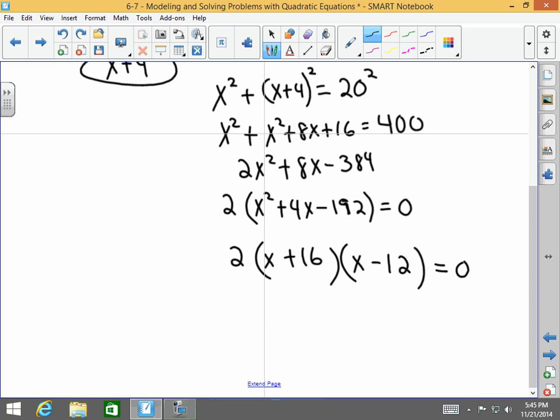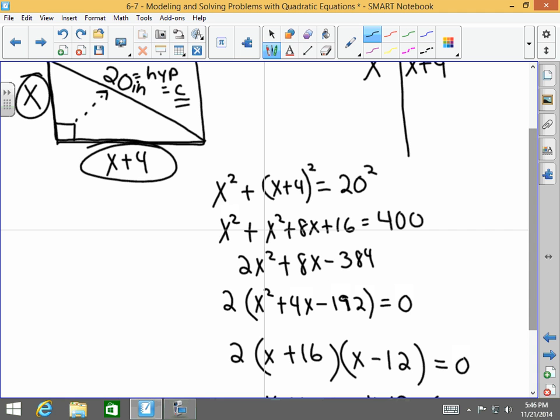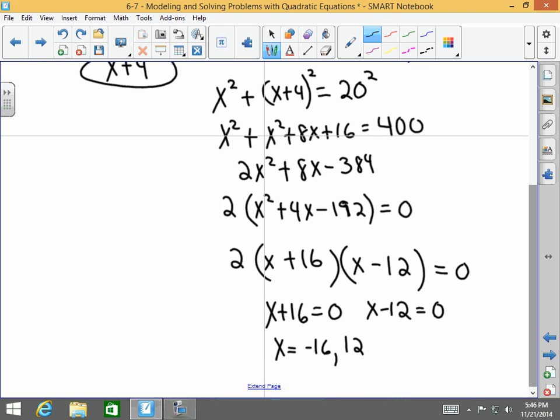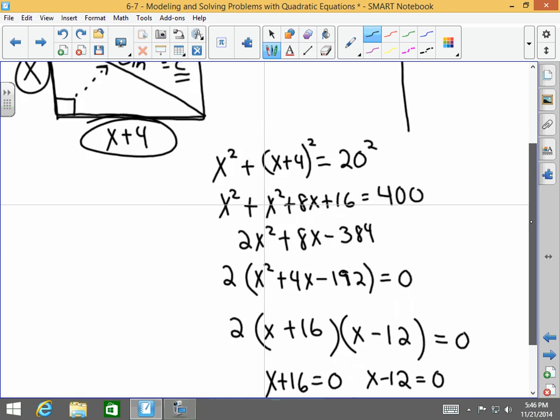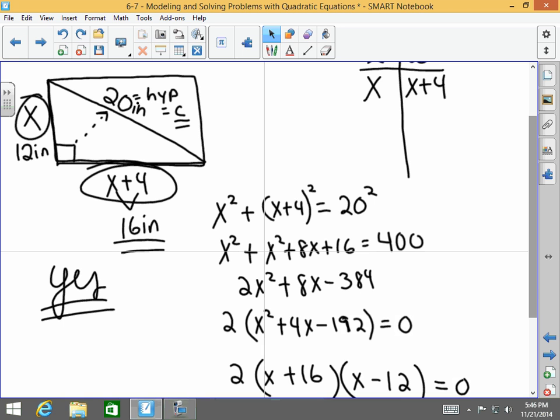Zero product property: x plus 16 gets set equal to 0, and x minus 12 gets set equal to 0. So x can be negative 16 or 12. Well, it cannot be negative 16 because you can't have a height of negative 16, right? So x can be 12, though. So that means that it is 12 inches high or tall, and 12 plus 4 is 16 inches wide, and yes, it will fit in our new media cabinet. And that is the power of word problems and quadratic equations.